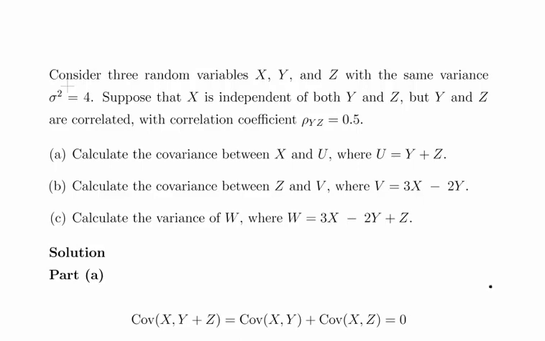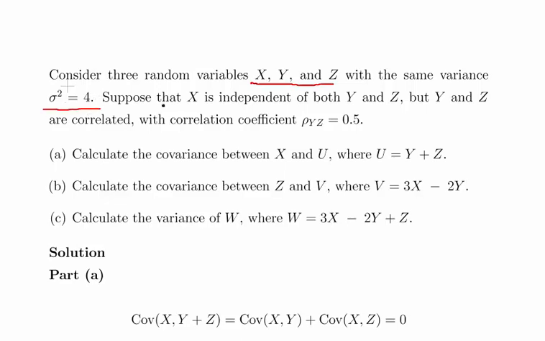Okay, in this presentation we're going to look at random variables. We have three random variables here, x, y, and z, or z if you prefer. Essentially, this presentation is about calculations concerning variance and covariance of random variables. So x, y, and z have the same variance, sigma squared equal to 4.